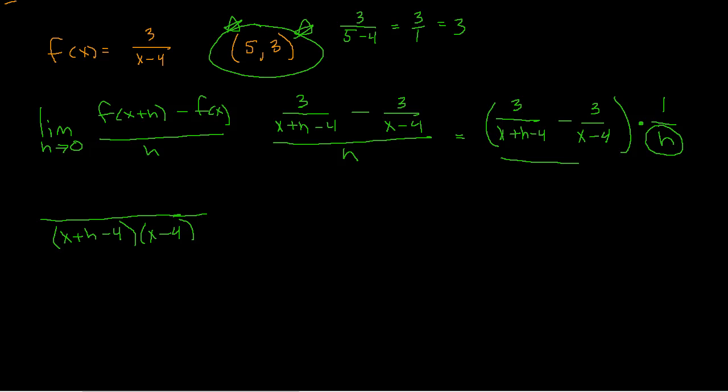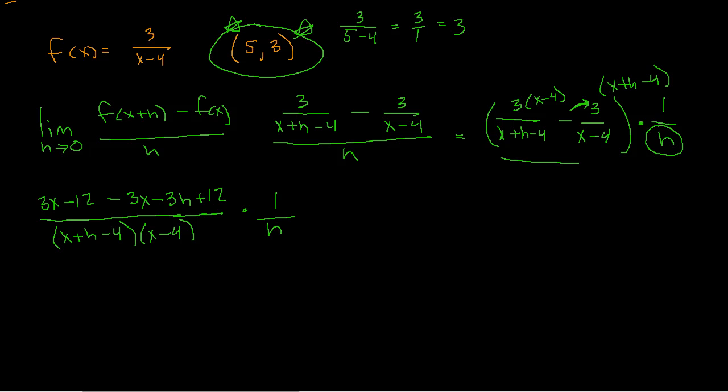Now, this guy needs the x minus 4, so I'll multiply the top and the bottom by x minus 4. That's going to get me 3x minus 12. The back guy needs the x plus h minus 4 to get the common denominator. Be very careful because you got to distribute a negative 3. So that's going to be negative 3x, negative 3h, plus 12. And then don't forget that's still times 1 over h.